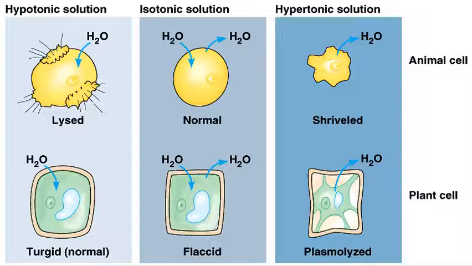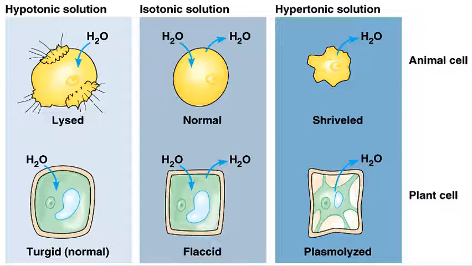What will happen if we put an animal cell or a plant cell into a solution of sugar or salt in water? One of the following three things could happen. If the medium surrounding the cell has a higher water concentration than the cell, that is, the outer solution is very dilute, the cell will gain water by osmosis. Such a solution is known as a hypotonic solution.